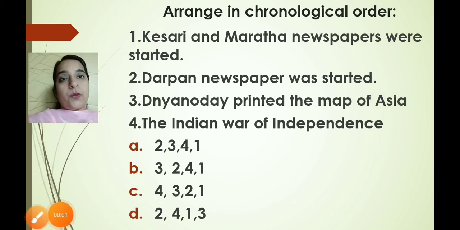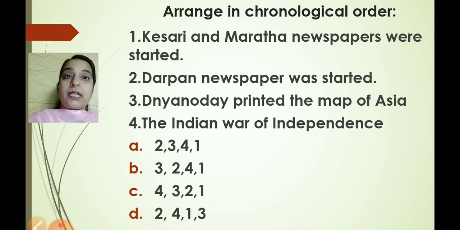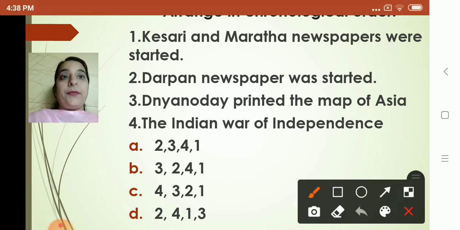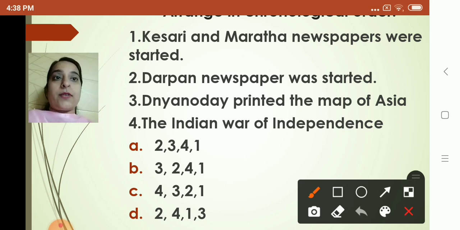Now children, the next one, arrange in chronological order. Now children, for attempting this question, you should know the years or the dates. Now the first one, Kesari and Maratha newspapers were started. Darpan newspaper was started. Then Jnanodaya printed the map of Asia, the Indian War of Independence. So for this you should know the years, right? So let us see. The first one, Kesari and Maratha newspapers were started.